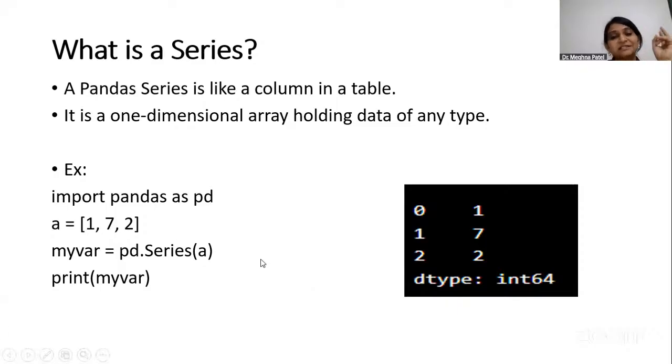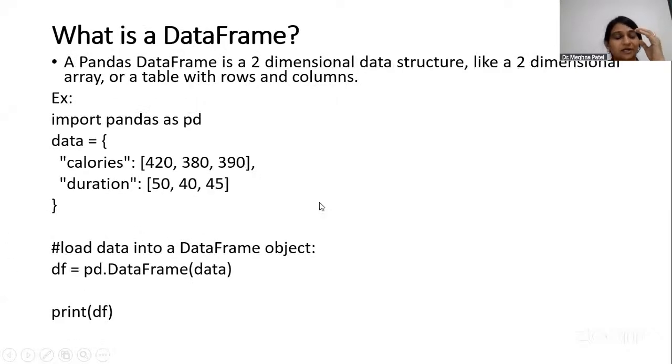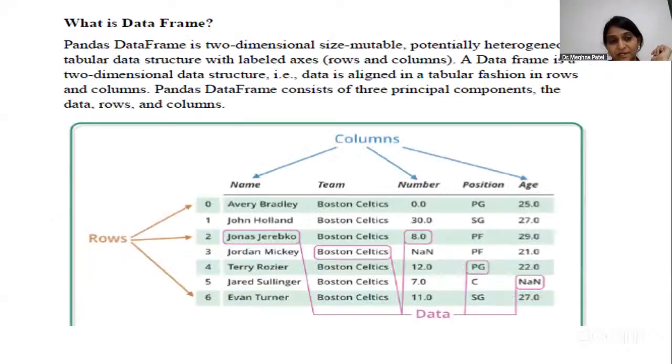A Series is nothing but one column in a table, or we can say a one-dimensional array. And the DataFrame is a two-dimensional array which contains rows and columns. When you are working with a DataFrame, it is a two-dimensional array that looks like a table structure, and the main things are columns, rows, and the data. So this is a little bit of theory about the DataFrame.